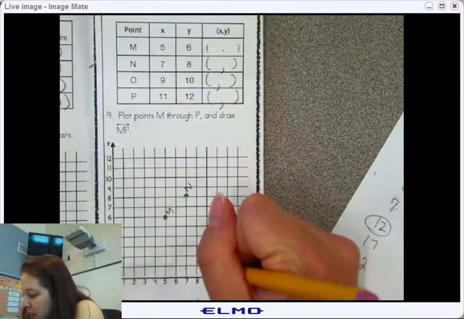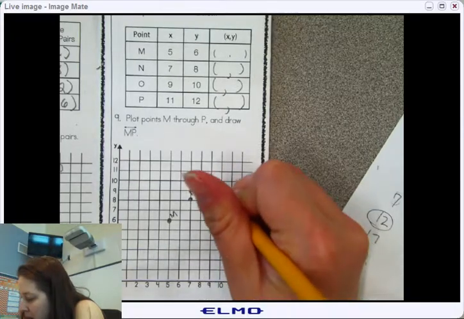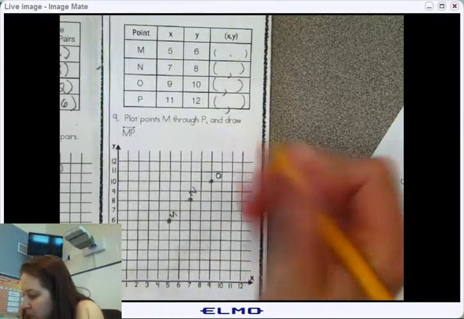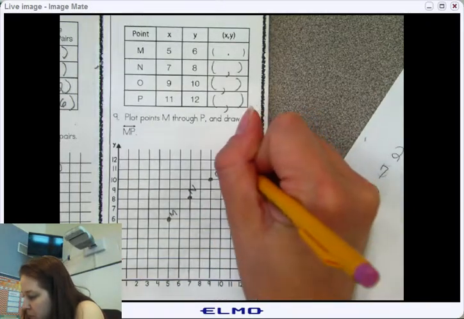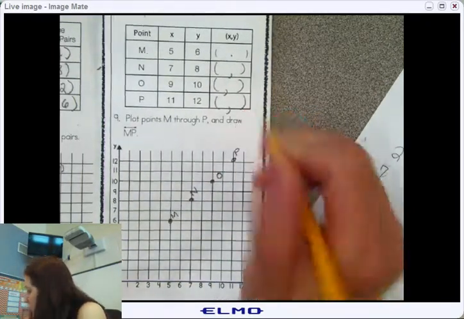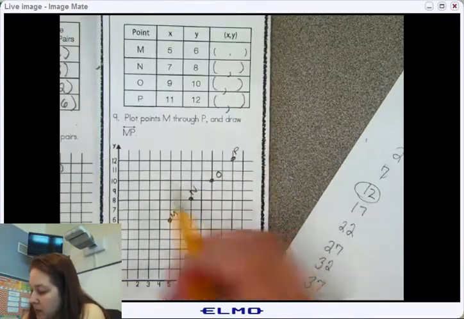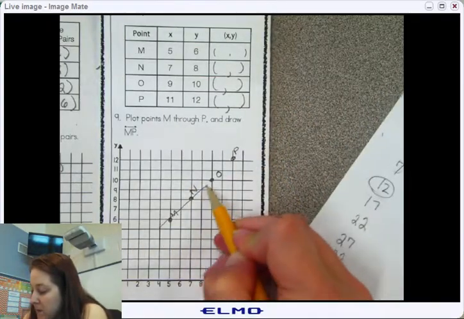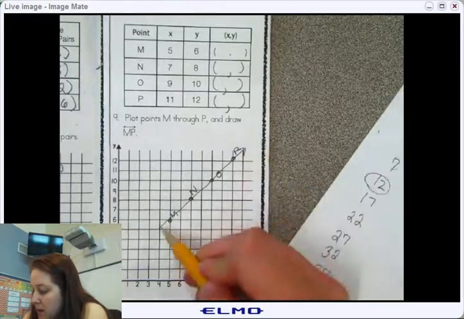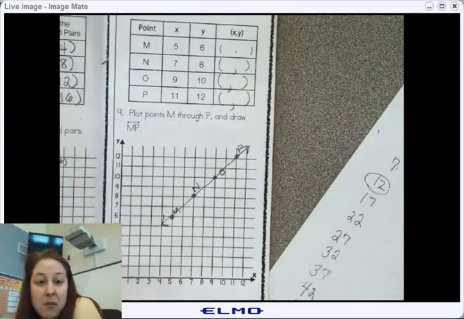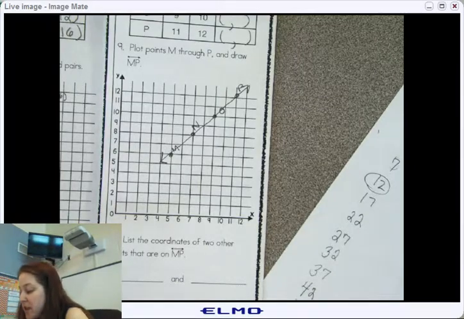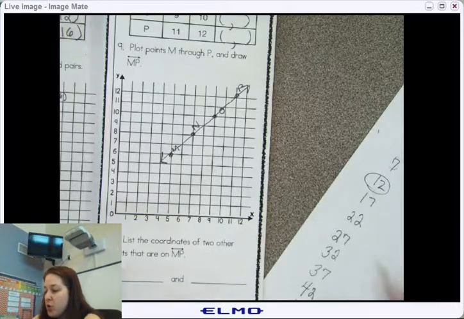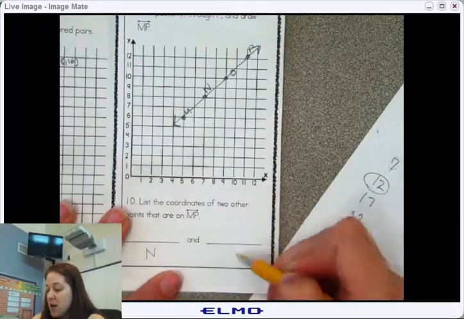O is 9, 10. P is 11, 12. And then I'll draw a line because it has a line above it. And that's my line, and I have to have my arrows. List the coordinate points of the other 2 points that are on MP. So list your coordinate points for N and O, please.